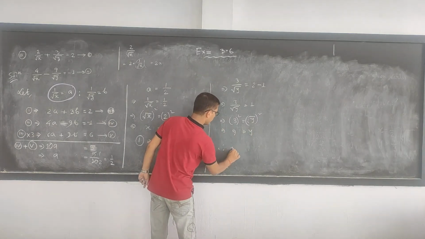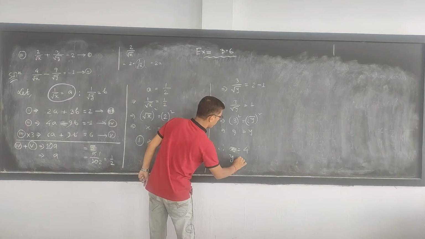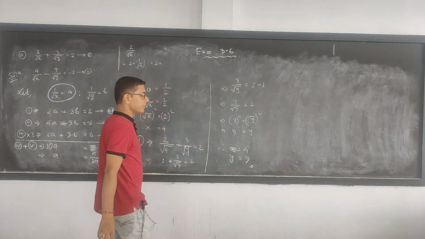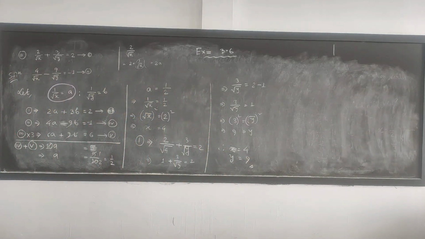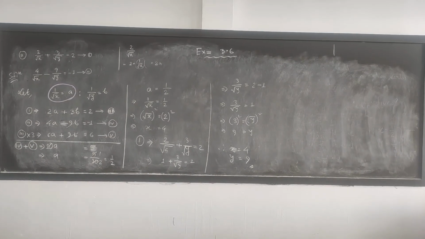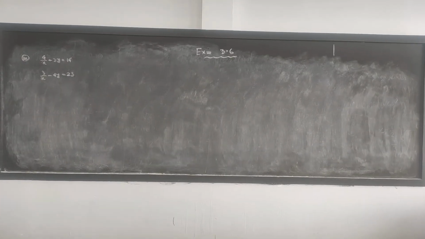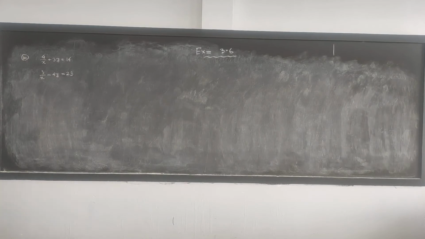So we can write, therefore x equals 4 and y equals 9. These are the two solutions to this question. So hope you have understood the solution to this question. Now let us understand the third question. What is there? Okay, now let us understand the solution to this question.